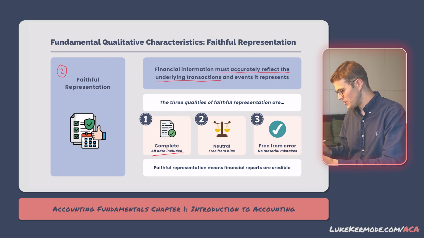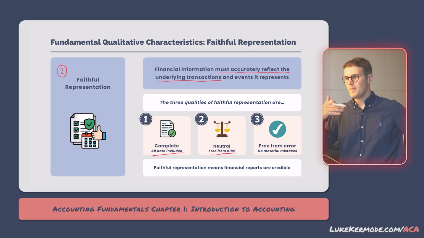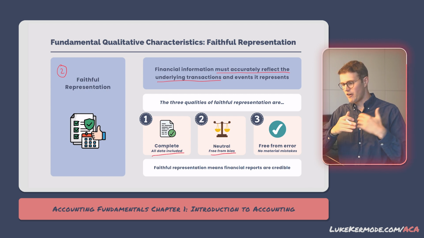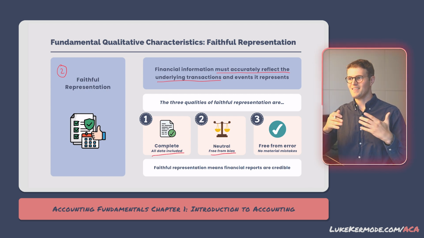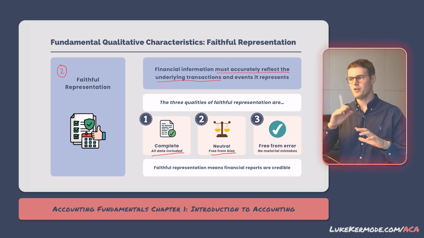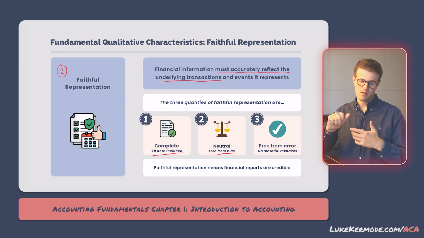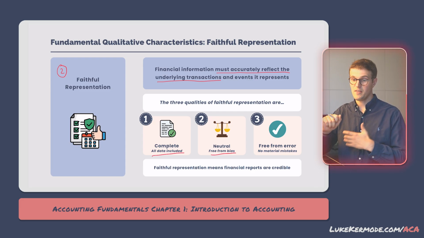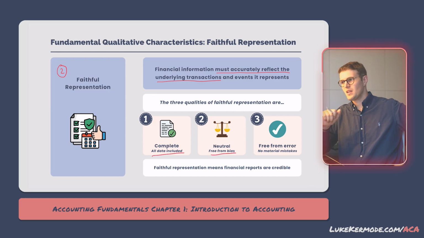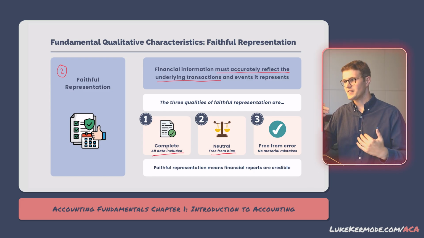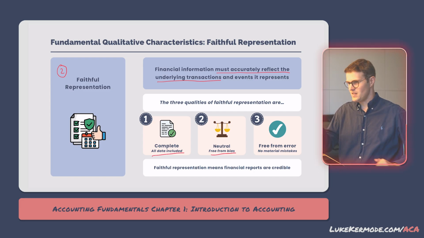Second, the information needs to be neutral. That means that the information must be presented without any bias, no cherry picking of numbers or presenting things in a way that favours one outcome over another. Neutrality is also closely linked with the idea of prudence, and prudence in accounting is the idea of making judgments that don't lead to an overstatement of assets or income, and avoiding understating liabilities and expenses.